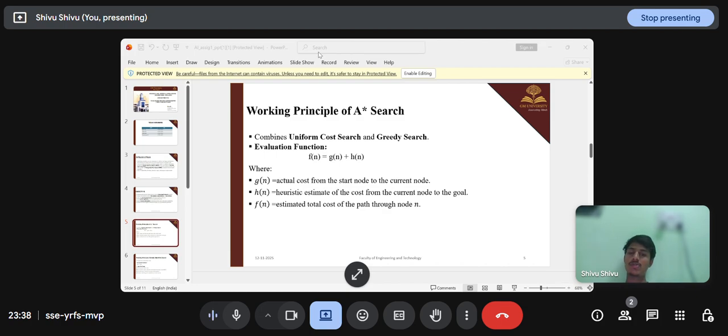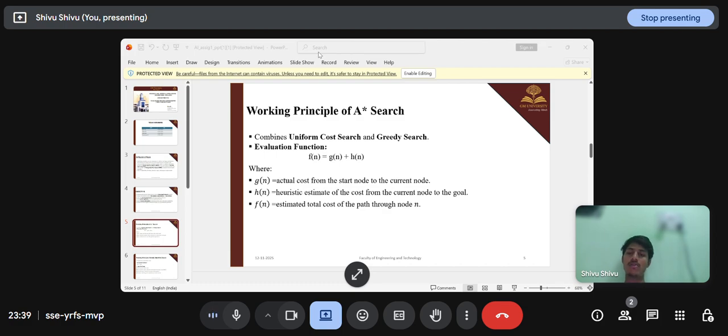So this is the working principle of A-star search. In the first point, it combines uniform cost search and greedy best first search. It means A-star mixes careful cost tracking of uniform cost search with the goal-directed guessing of greedy search. And next, the evaluation function: f(n) = g(n) + h(n). So it means A-star picks nodes using a score f(n) that adds the cost so far, g(n), and the guessed remaining cost, that is h(n).